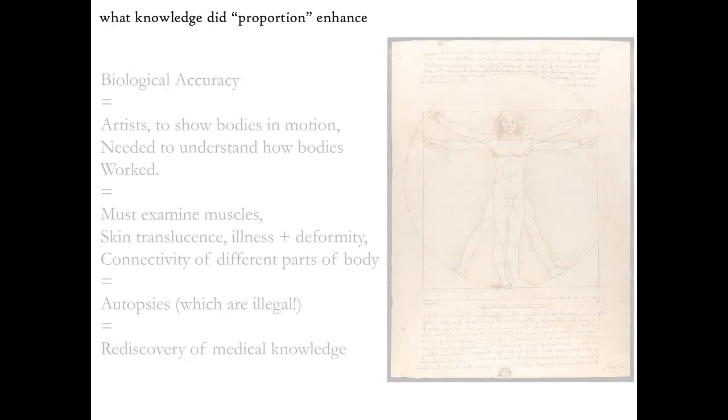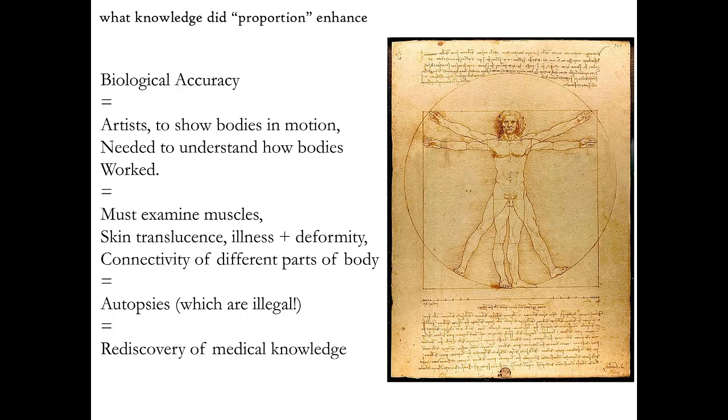So, what knowledge does proportion enhance? Well, you need biological accuracy. You need artists to show bodies in motion. So, we have another Da Vinci work. We have a drawing now, not a painting, Da Vinci's movement of man, the Vitruvian man. And they need to understand how bodies work. So, this is a man's body on two different planes, the square and the circle. So, it's showing what happens to the body if they raise their arms and spread out their legs.